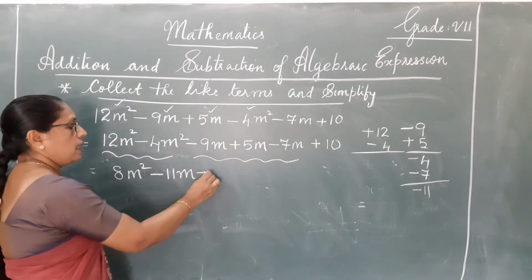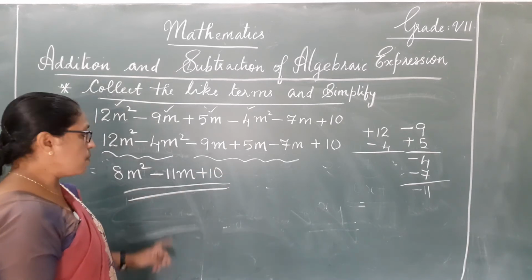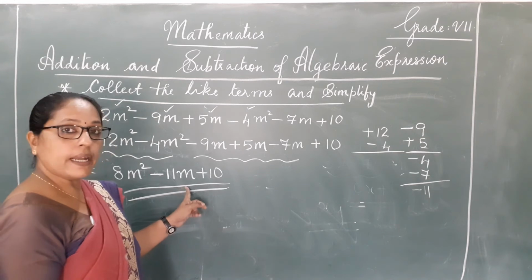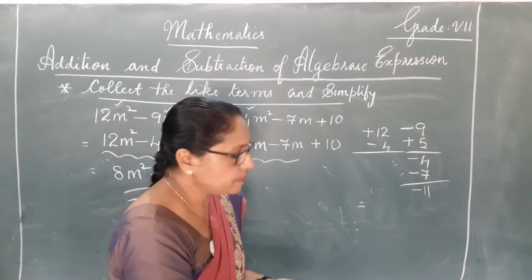Okay. Then finally positive 10. So the answer is 8m square minus 11m plus 10. Okay. Another question.